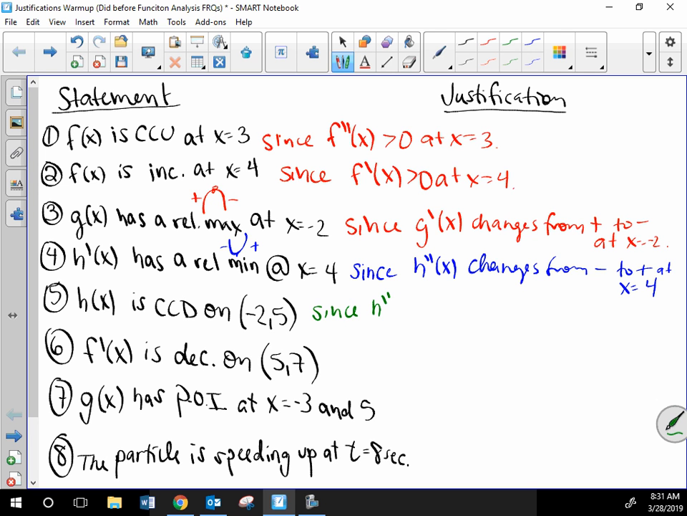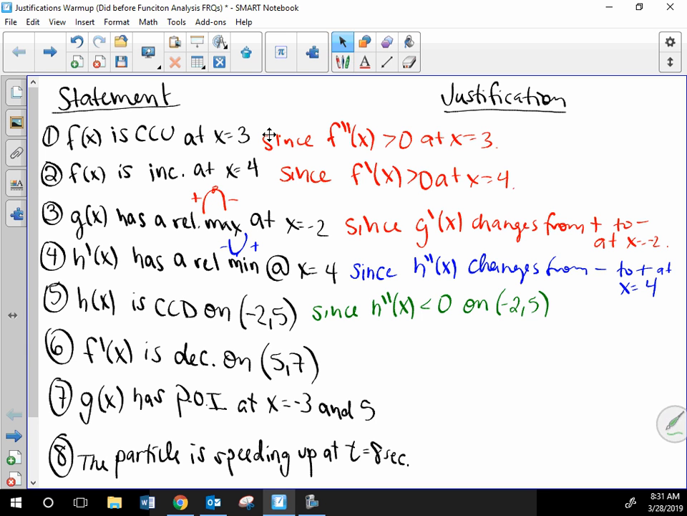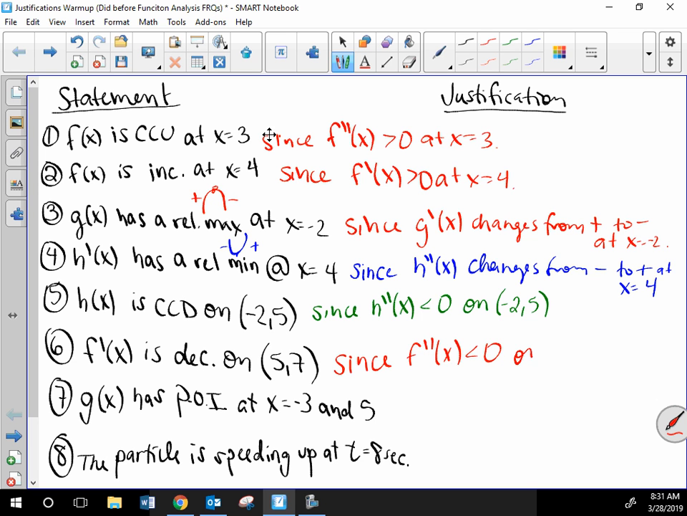All right. Number 5, h of x is concave down since h double prime of x is less than 0 on the interval -2 to 5. All right. Do we have questions on 4 or 5? Show me the thumbs. How are we doing so far? Yay! I'm so glad. All right, f prime of x is decreasing on the interval 5 to 7. All right, which function am I using for my justification here? Good. Again, f double prime is negative or less than 0 on that interval.